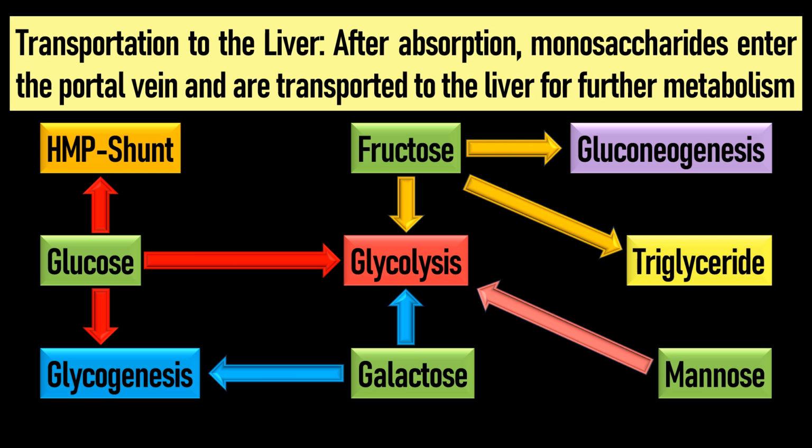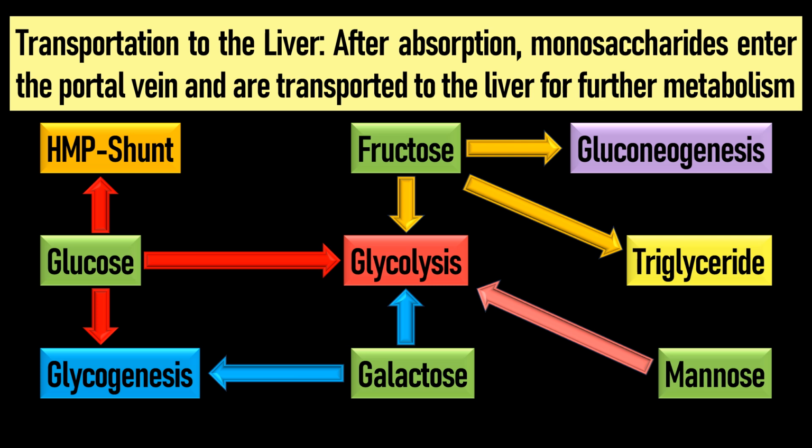After monosaccharides have been absorbed from the intestine, they enter the hepatic portal vein and are transported to the liver. The fate of these monosaccharides in the liver depends on their chemical nature and the body's metabolic needs. Glucose mainly enters into glycolysis, glycogenesis, or HMP shunt pathway. Glucose can be phosphorylated to glucose 6-phosphate and enter the glycolysis pathway to produce pyruvate, which can then be used for energy production via the citric acid cycle, or can be converted into lactate under anaerobic conditions.